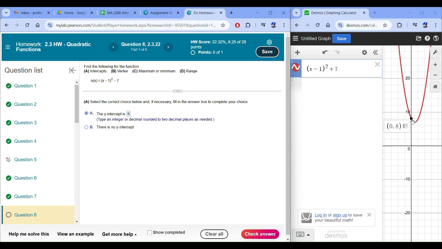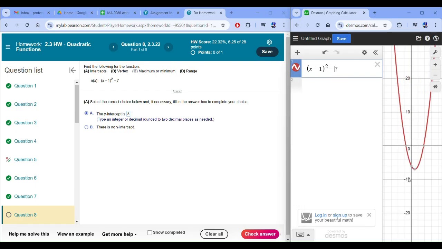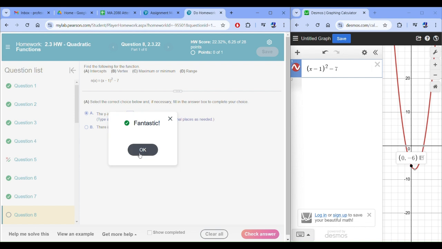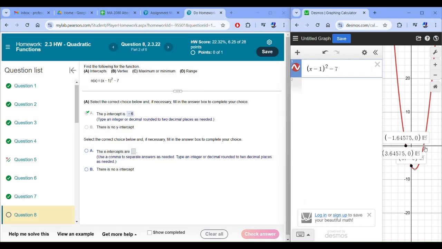Is that not? Oh, it's minus 7. I'm sorry, I typed in the wrong equation. Negative 6. No problem. Negative 6. So yeah, this is pretty much the same exact equation as the previous. The vertex. Oh, look at those. We got decimals. What? Round to 2 decimal places. Awesome. Moving on.